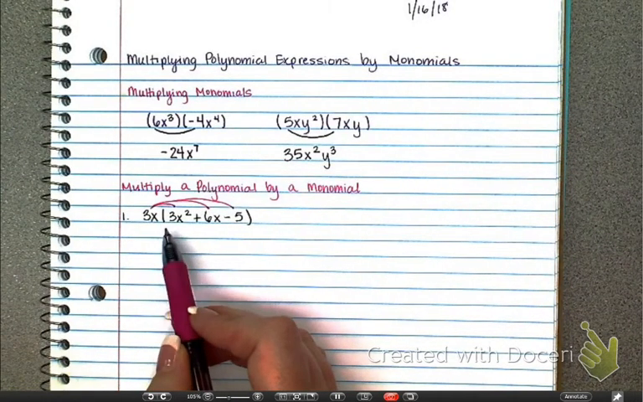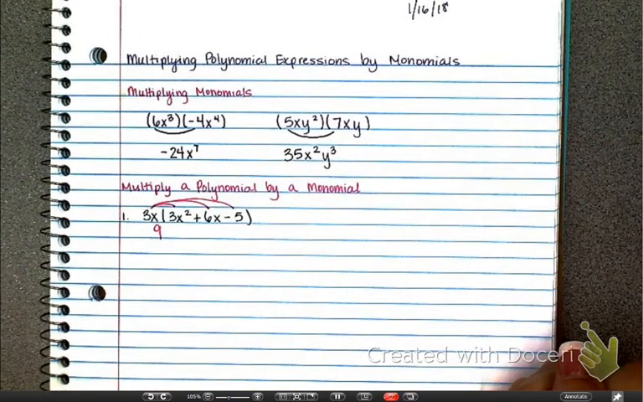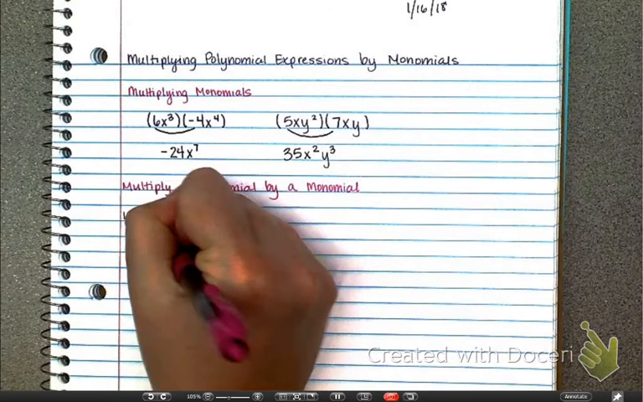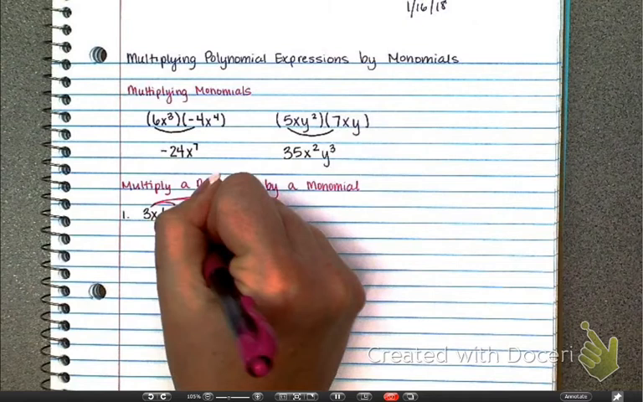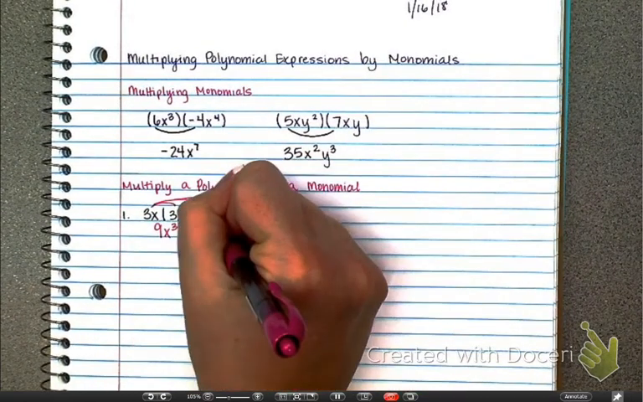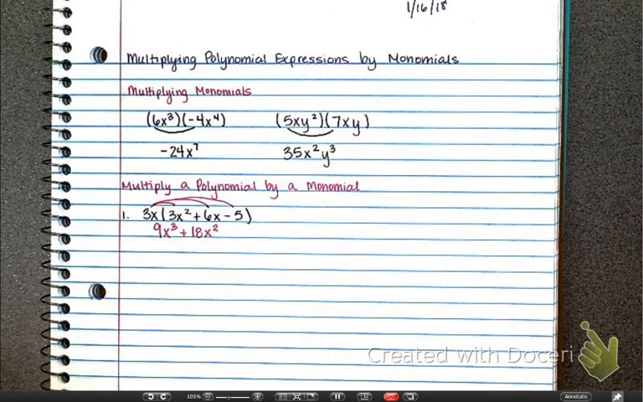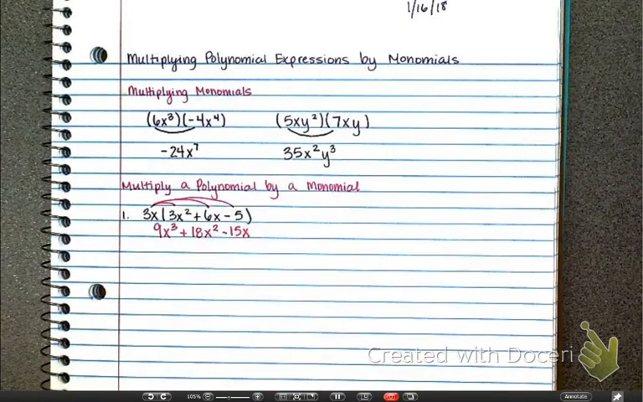So 3 times 3 is 9, x to the third. 3 times 6 is 18, x to the second, or squared. And then I have 3x times negative 5. So 3 times negative 5 is negative 15, and you attach that x, because there's still one of those x's.